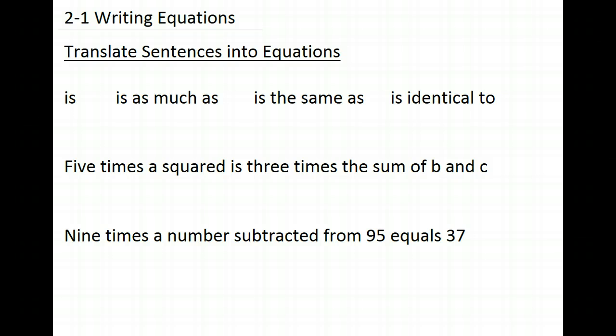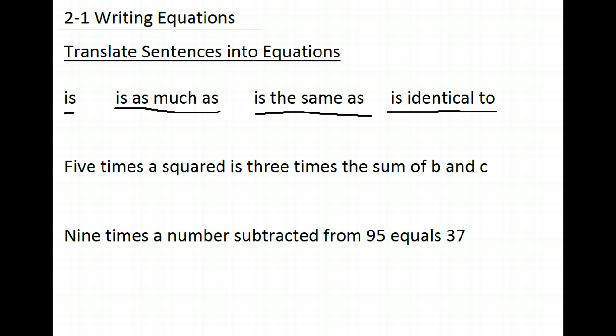This is section 2-1, writing equations, page 70 of the textbook. We're going to be talking about translating sentences into equations. When we're writing equations, we use variables to represent the unspecified numbers or measures. We then write the verbal expression as an algebraic expression. Some verbal expressions that suggest the equal sign are things like "is," "is as much," "is the same as," or "is identical to." So these are things that say, aha, this is where we put in our equal sign.